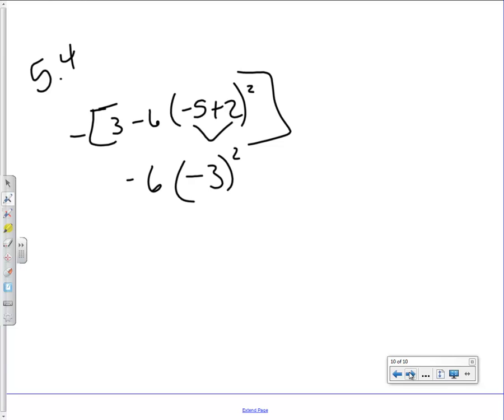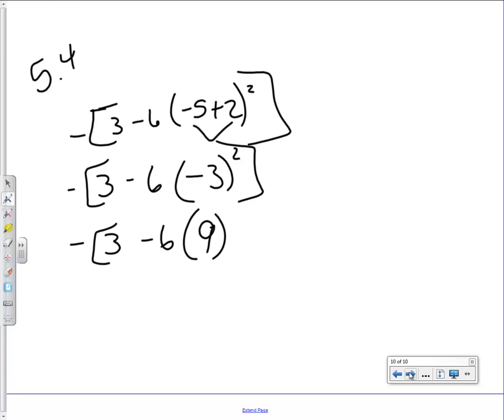Bring down things that I haven't used. Negative 3 squared is a positive 9. Negative 6 times 9 is going to give me a negative 54. Bring down my 3 that I haven't used. I subtract here and I get a negative 51.